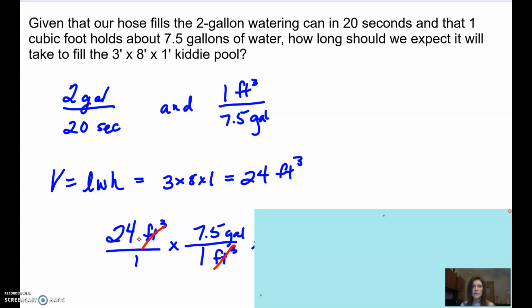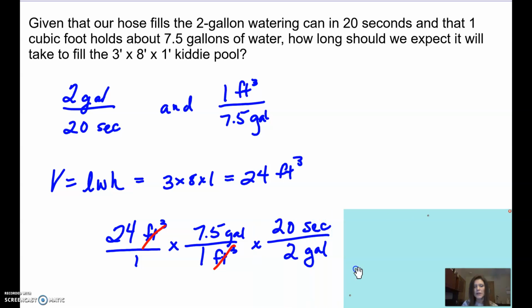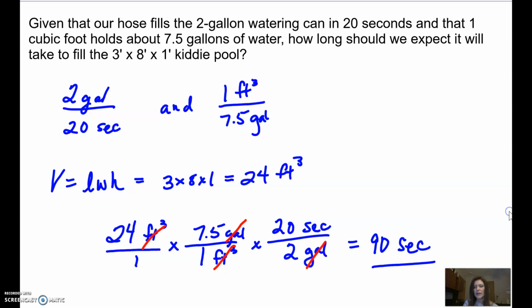Now I've got gallons, but I want those to go away because in the end I'm looking for time. So we're going to use our second ratio up there, and we are in fact going to put it in as seconds over gallons. Again, the labels that I don't want cancel, and our final answer will then be in seconds. If you get your calculator out and multiply across the top and the bottom, you're going to get 90 seconds, or a minute and a half, to fill this little pool.